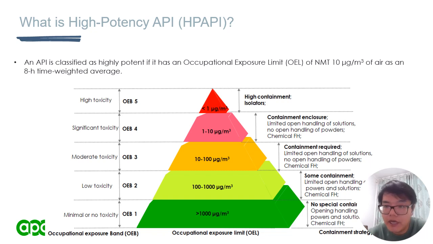What is high-potency API? In general, an API is classified as highly potent if it has an 8-hour average occupational exposure limit of not more than 10 micrograms per meter cubed. Based on the value of occupational exposure limit, API can be categorized into 5 bands, with band 1 being minimum or low toxic, while band 5 being high toxic. For different bands of APIs, different containment strategies and engineering controls are needed, especially for band 5 material. Due to its high toxicity, high containment operation is needed.